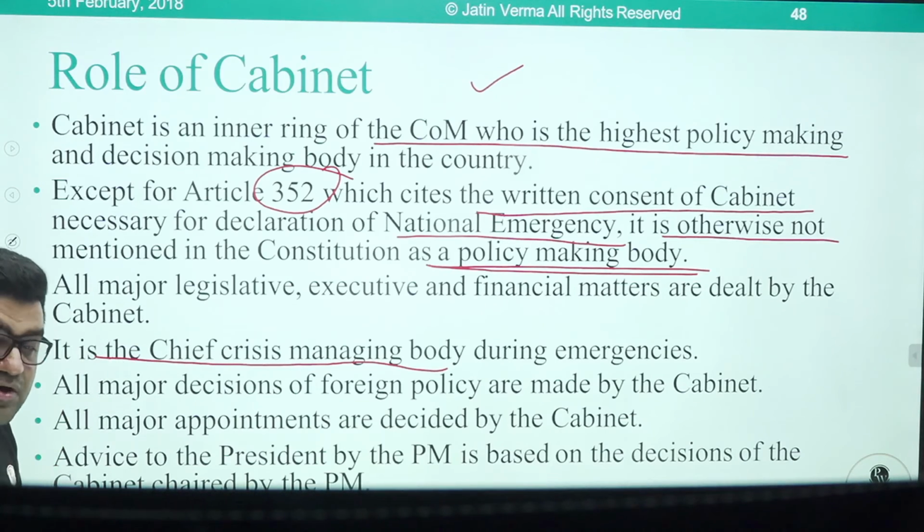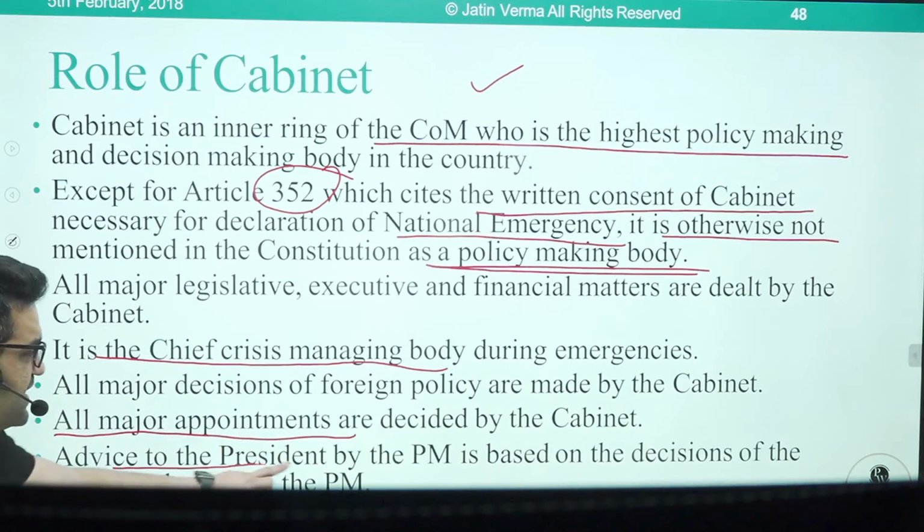Cabinet committee on economic affairs. These types of committees are there. All the major appointments are decided by the cabinet. Advice to the president by the PM is based on the decisions of the cabinet chaired by the PM.